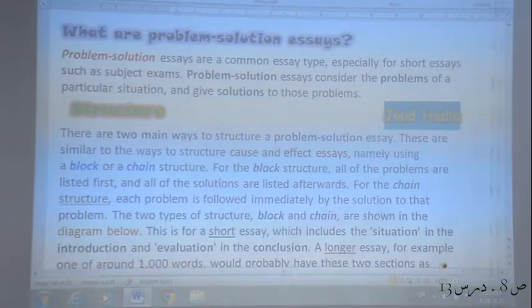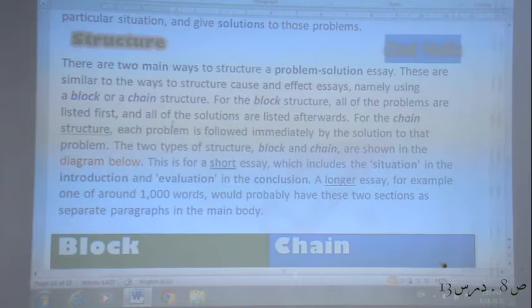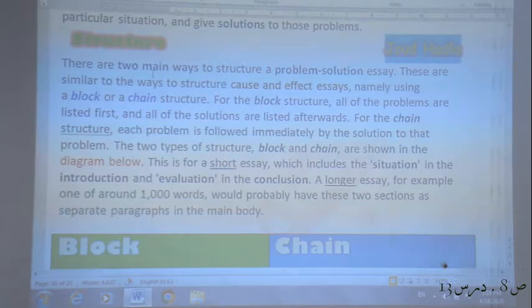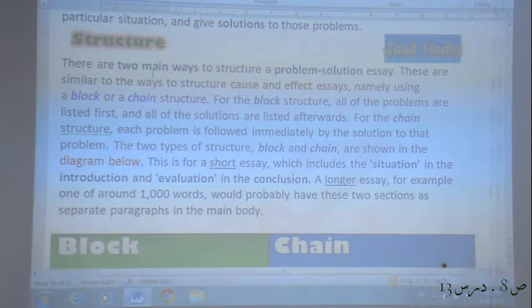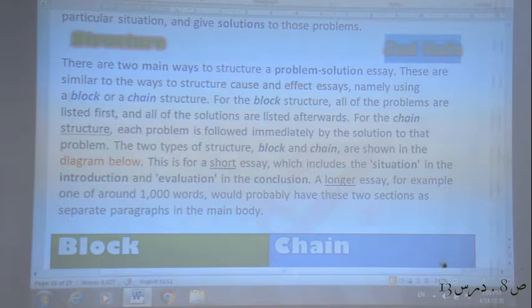Now let's talk about the structure of this type. As I told you earlier, when we talked about cause and effect essays, we have two main ways to structure a problem solution essay. These are similar to the way to structure cause and effect essay, namely using a block or chain. Block or chain, very important. And I prefer to use the block pattern, and I'll give you an example essay about this structure.